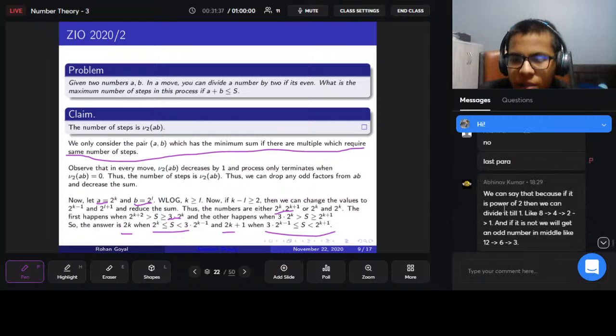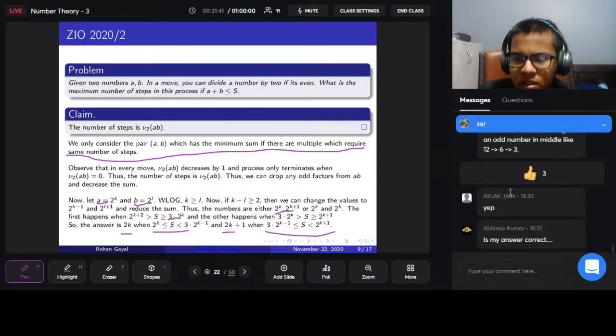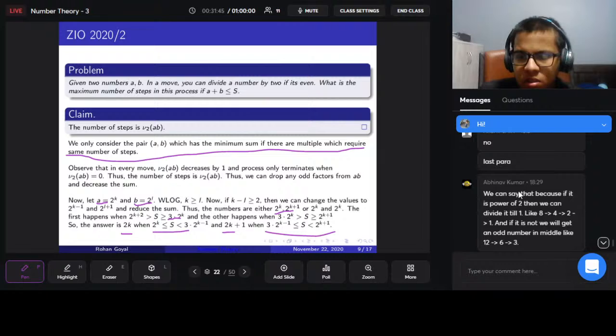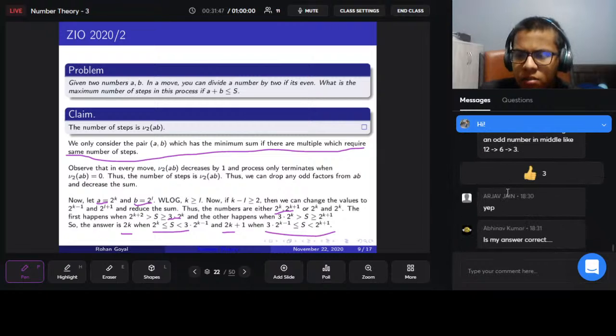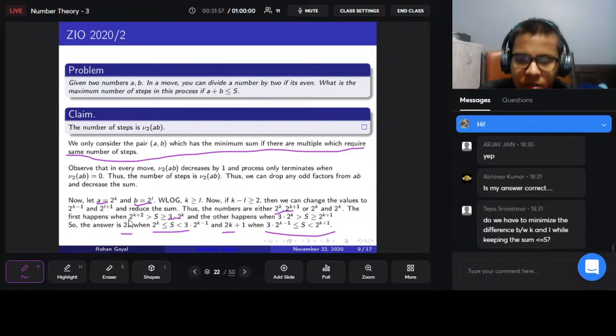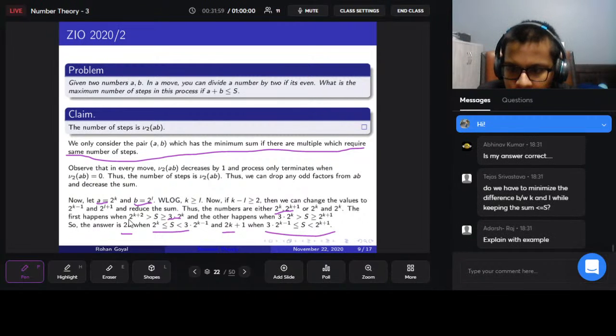Abhinav, you didn't give an answer. Abhinav, you didn't even give an answer. You just told why we can assume powers of 2, which we already did. So the we, no.